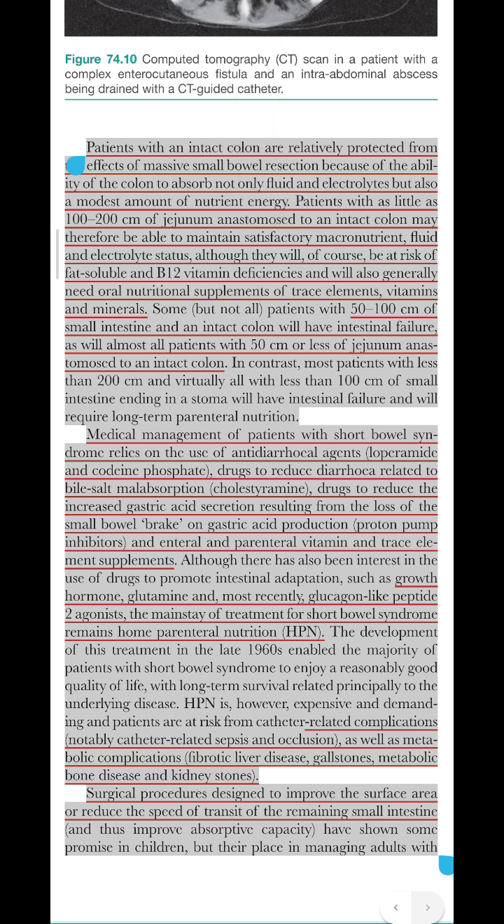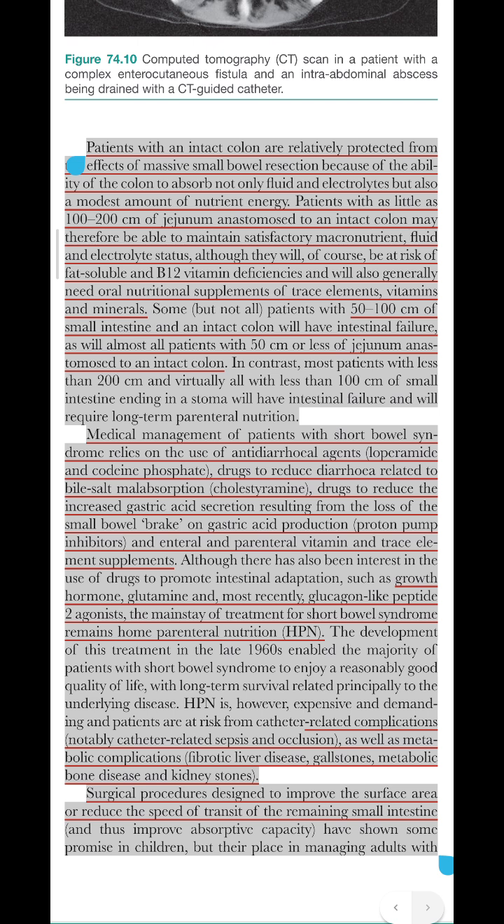Patients with an intact colon are relatively protected from the effects of massive small bowel resection because of the ability of the colon to absorb not only fluid and electrolytes but also a modest amount of nutrient energy. Patients with as little as 100–200 centimeters of jejunum anastomosed to an intact colon may therefore be able to maintain satisfactory macronutrient, fluid and electrolyte status, although they will, of course, be at risk of fat-soluble and B12 vitamin deficiencies and will also generally need oral nutritional supplements of trace elements, vitamins and minerals.